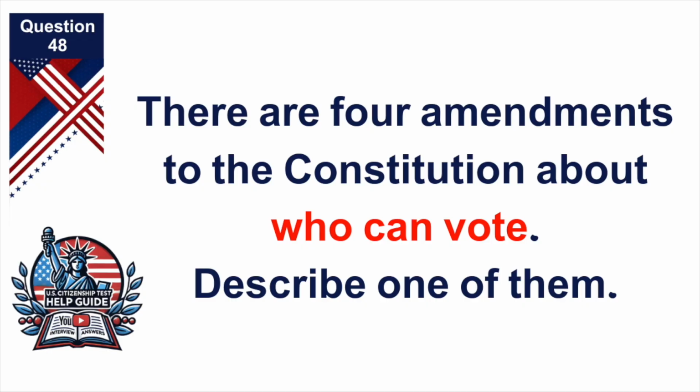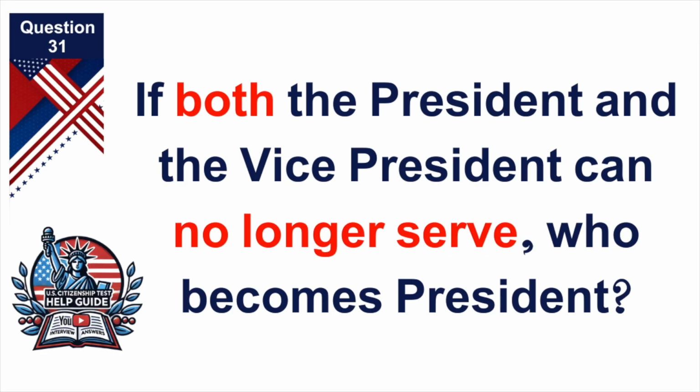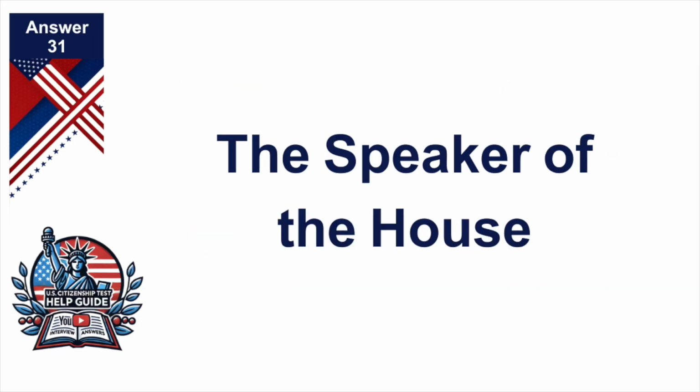There are 4 amendments to the Constitution about who can vote. Describe one of them. Citizens 18 and older can vote. If both the president and the vice president can no longer serve, who becomes president? The Speaker of the House.